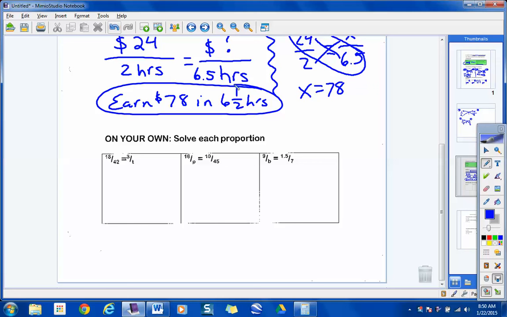So let's take a look at this one right here. 18 over 42 equals 3 over t. We want to figure out what the t value is. We don't know the t. What two numbers should I circle first? 42 and 3. 42 times 3, and then divide by 18. So you'll go 42 times 3, and then divide that by 18, and then you get your t value, which is going to be 7.